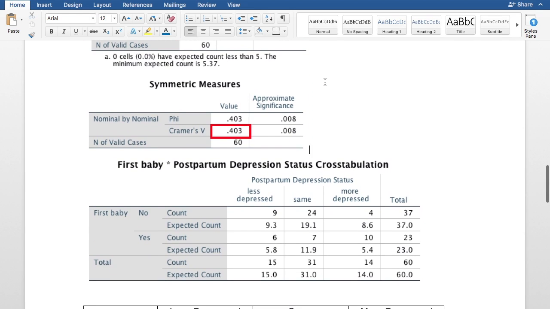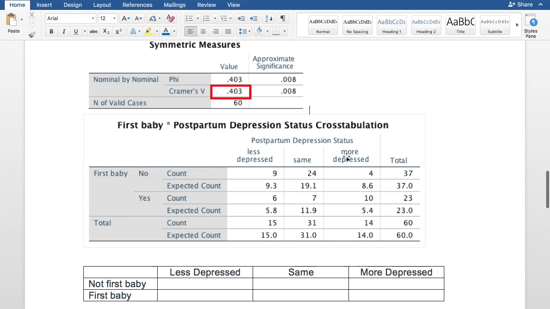And under symmetric measures, we have our estimates of effect size. We know that phi is not appropriate for this test, so we're going to look at Cramer's V. In this case, they happen to work out to be the same, but that doesn't always work out that way. You'll notice that they have given a significance that's associated with that p-value. You can disregard that. It's not a part of our interpretation.